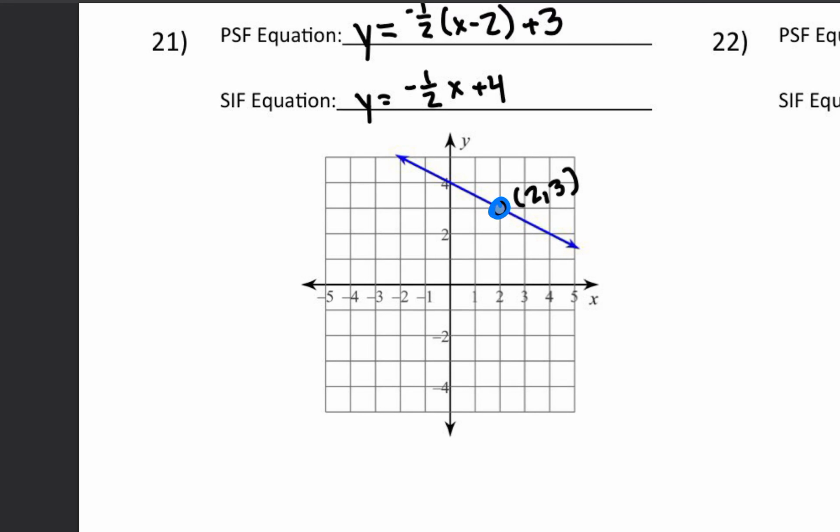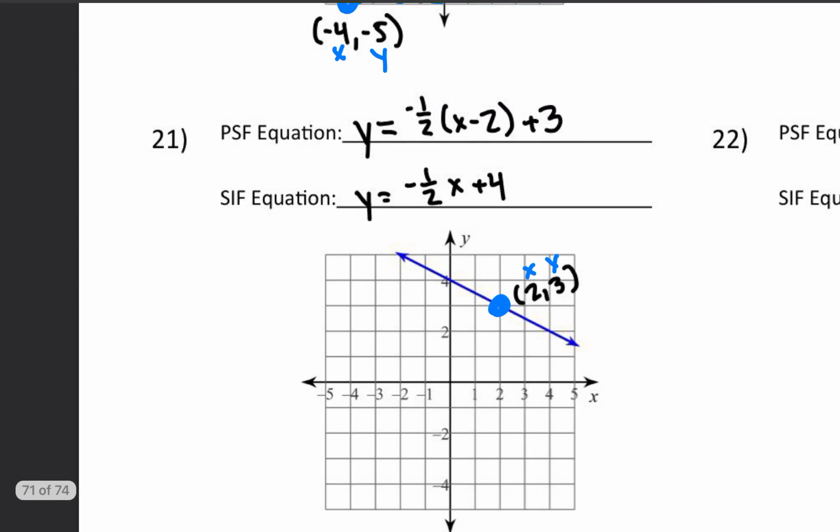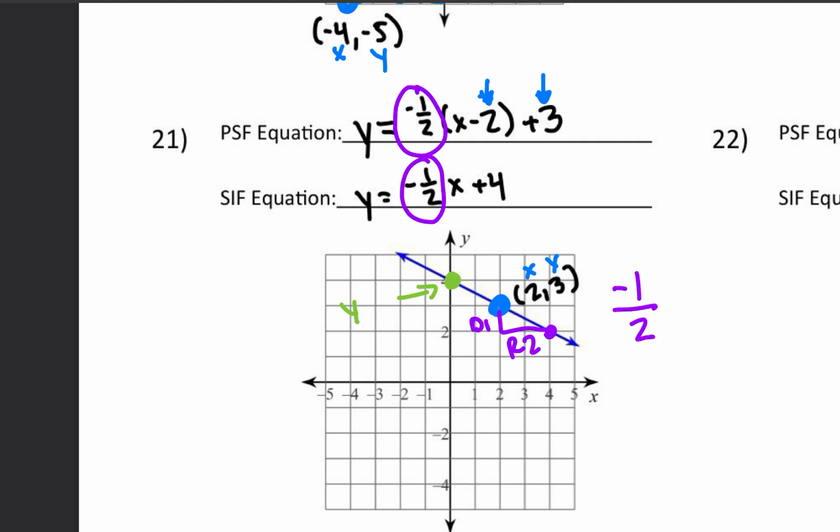Number 21, our point that we were given is 2, 3. So that's 2 is my x, 3 is my y. So remember, when you plug it in, it's the opposite for the inside of the point slope form. When I go to my next nice point, I'm going down 1, right 2. So when I write that as a fraction, down 1, right 2. So that's how I get these slopes here. And then my y-intercept occurs here at 4. That's where my graph passes through the y-axis. So that's where I write +4 for the slope-intercept equation.